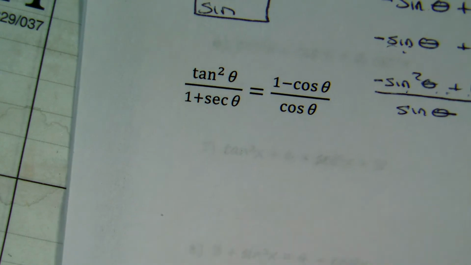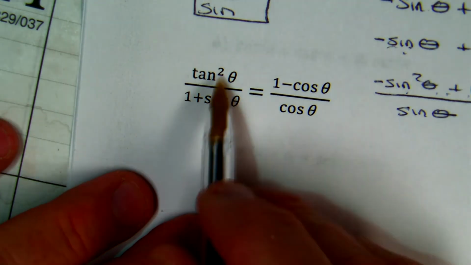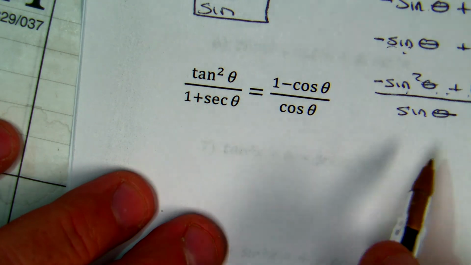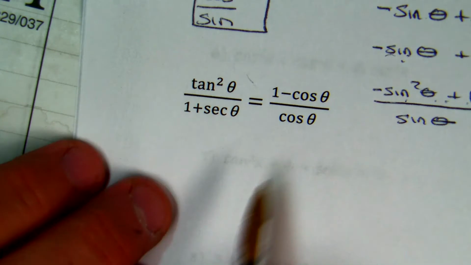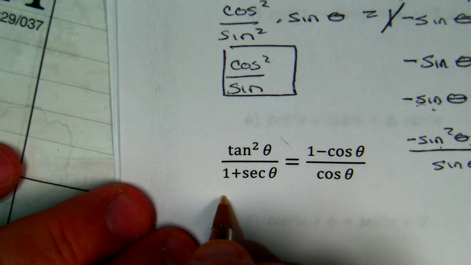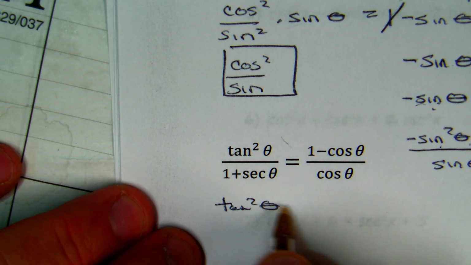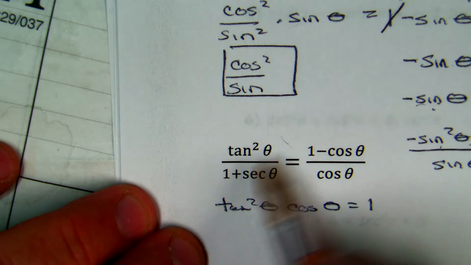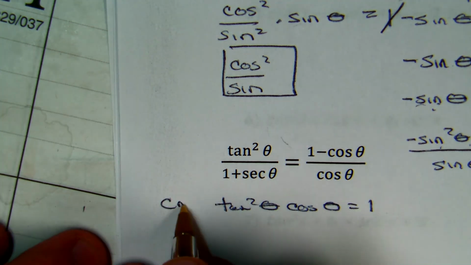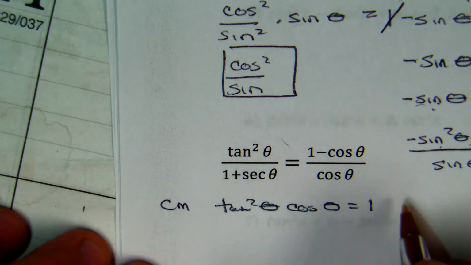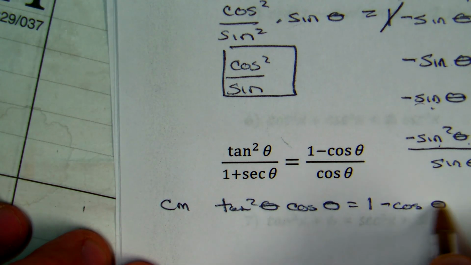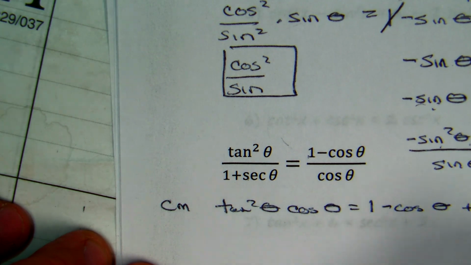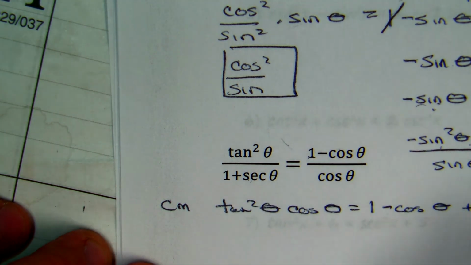And then the last one, tangent squared over 1 plus secant equals 1 minus cosine over cosine. So you can tell there are a lot of likes. Pretty much it's going to be the same method. Tangent squared cosine theta equals, from FOIL, when I multiply, so I'm cross-multiplying, 1 times 1 is 1, 1 times negative cosine theta is negative cosine theta, secant theta times 1 is positive secant theta, and then secant times negative cosine theta.